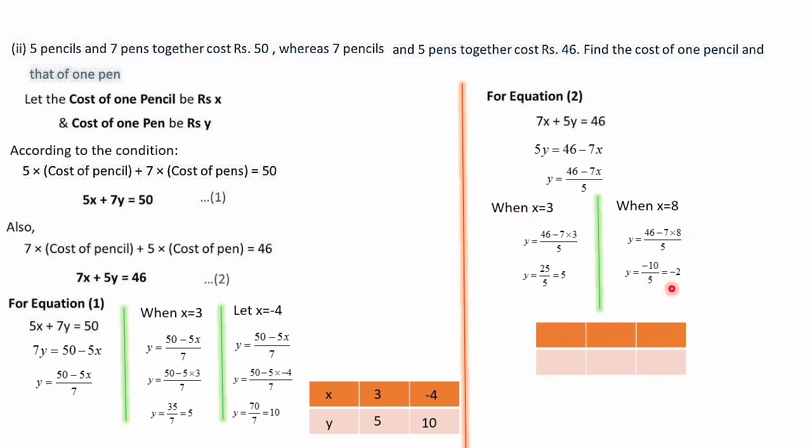So another set of values is also ready. Just go for summarizing it in a table. When x is 3, we have got y as 5, and when x is 8, we have got y as minus 2. So we have summarized both the tables, and next we are going to plot this on a sheet of graph paper.